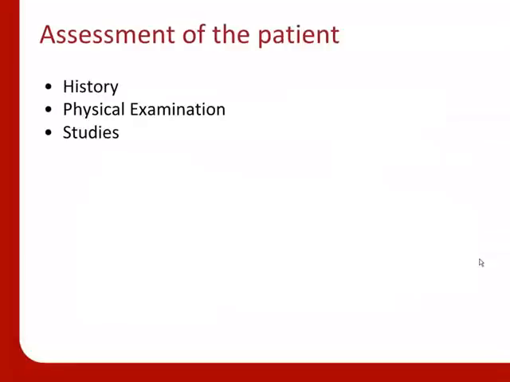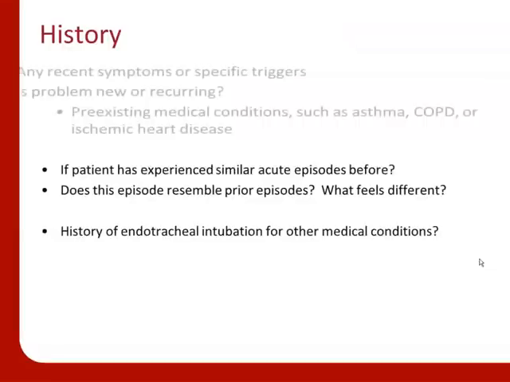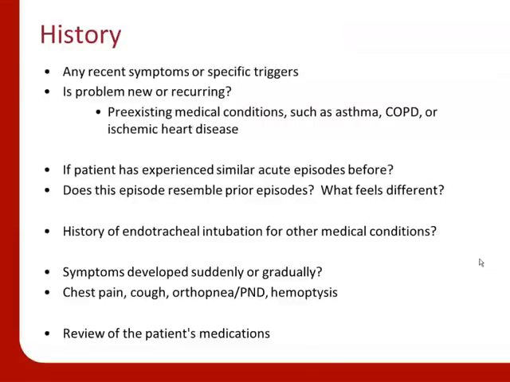So when you're looking at the patients with acute respiratory failure, the evaluation typically includes history, a physical exam, and then some pertinent studies. As far as history, the most common things you want to know: any recent symptoms or specific triggers of the person's symptoms. Is this a new problem, or is this something that's been going on for a while? Do they have other conditions that may predispose to this, asthma or COPD or underlying heart disease? Have they ever had something similar to this before? And if they have had something similar, does this feel the same or does this feel different?